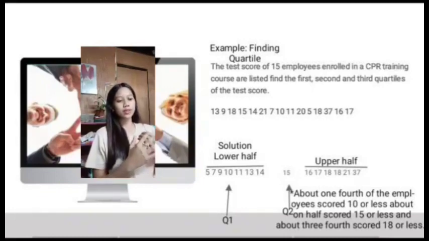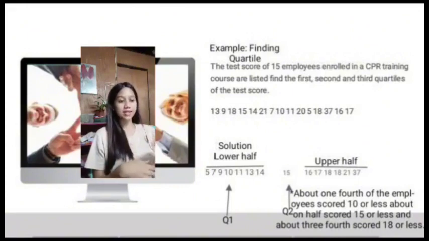Next we need to find Q1. We use the left side, the lower half, and look for its middle value. That middle value on the left side is 10, which is Q1. When we go to the upper half, we also find its middle value, which is Q3. In the same test scores, we would normally have 7 values to the left and 7 values to the right of the median.